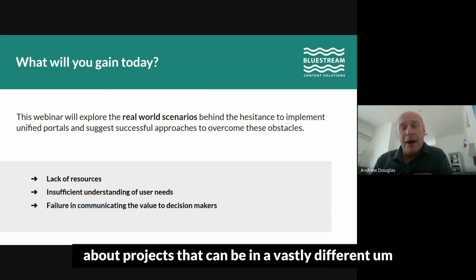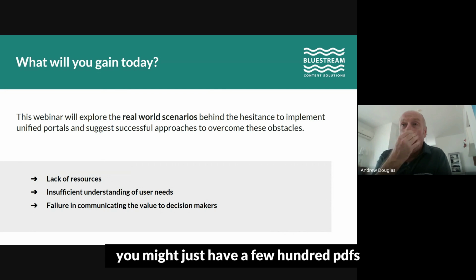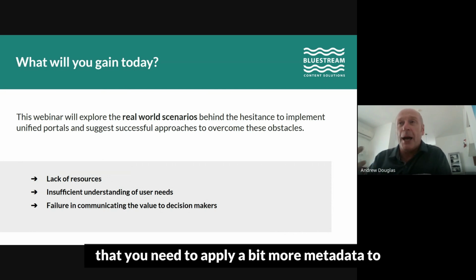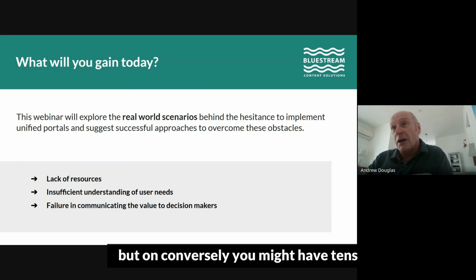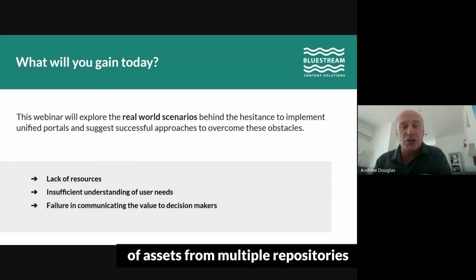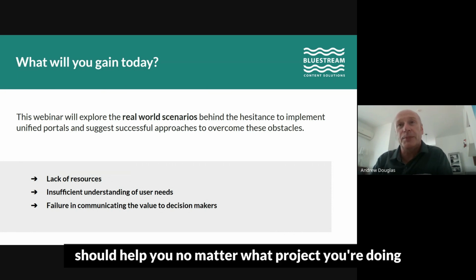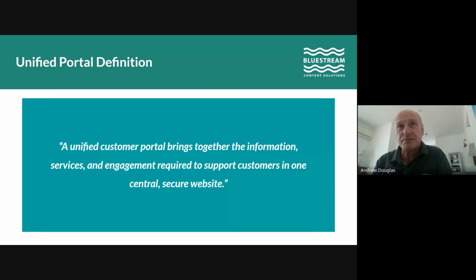We're talking here about projects that can be in a vastly different scope in terms of complexity. You might just have a few hundred PDFs that you need to apply a bit more metadata to. But conversely, you might have tens, 20s, hundreds of thousands of assets from multiple repositories that you need to bring together. But the key of all of this is that these 5 areas should help you no matter what project you're doing. Next slide, please, Harry.